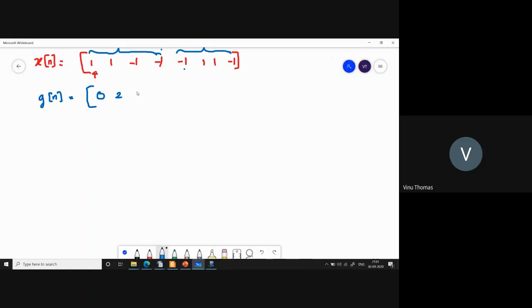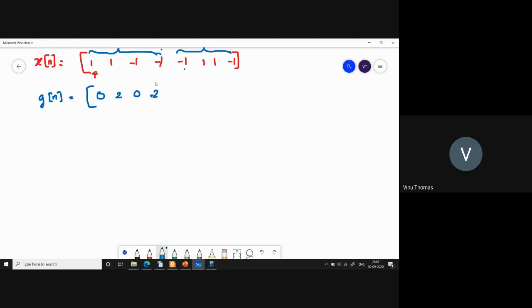Lakshmi, what is the third sample? 0, 0. And what is the next sample? 2. And minus 2. Very good. Minus 2, minus 2, 0, 2, 0, minus 0, 2, 0, minus 2. 0, 2, 0, 0, minus 2.